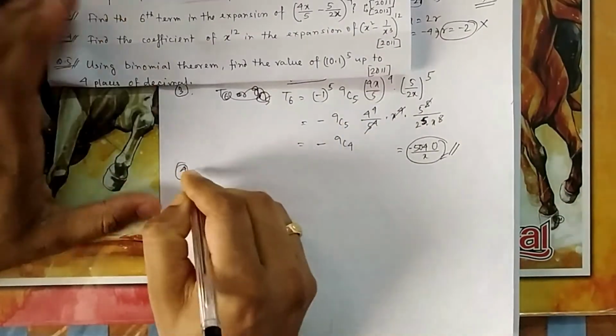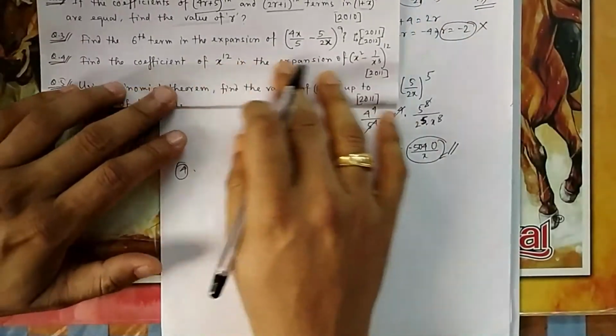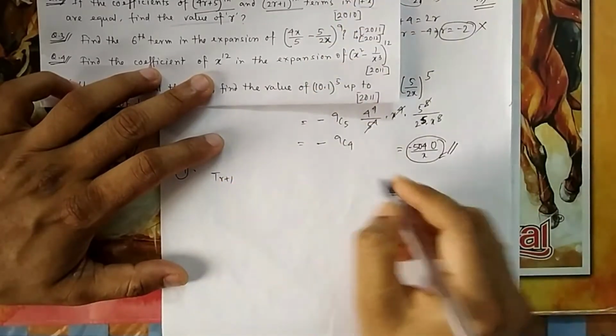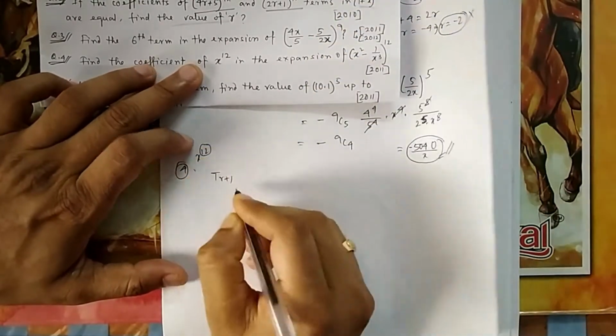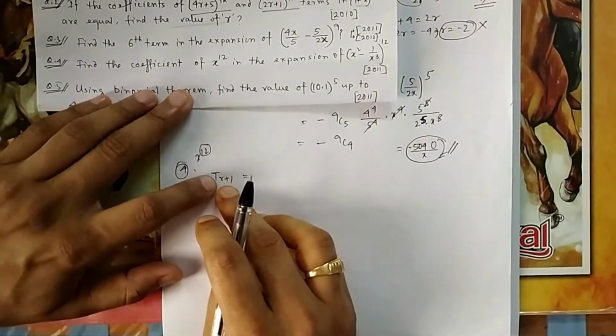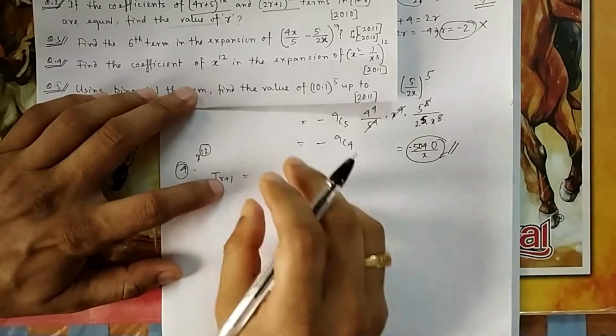So next is question number 4. Find the coefficient of x to the power 12 in the expansion of. Again we have done it, like x to the power 0, your first coefficient. Now you have to find the coefficient of x to the power 12. So we will let that term be the term that contains x to the power 12. We will consider it as the (r+1)th term, the general term.